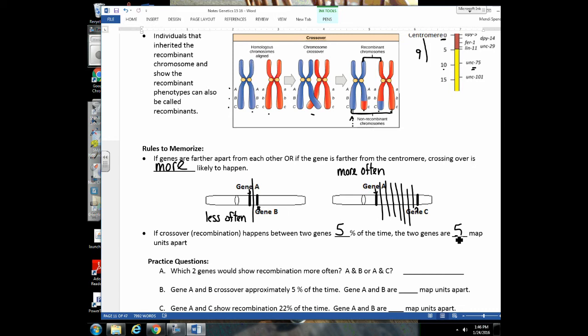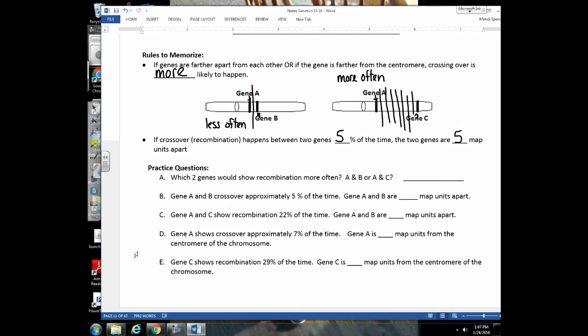If I say that we see recombination 12% of the time, recombination means crossing over, then that means the two genes that are showing recombination are 12 map units apart. So let's look at some of these practice questions. It says, which two genes would show recombination more often? A and B or A and C? We already determined that would be A and C because they're further apart from one another.